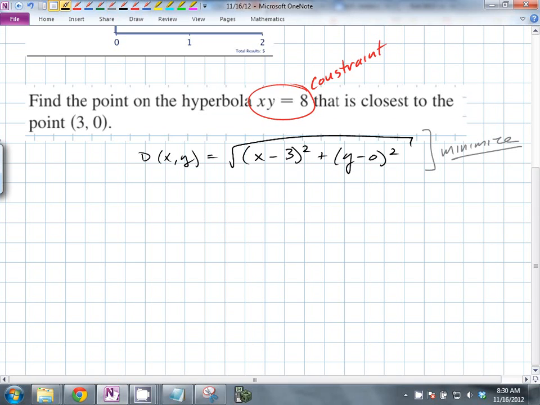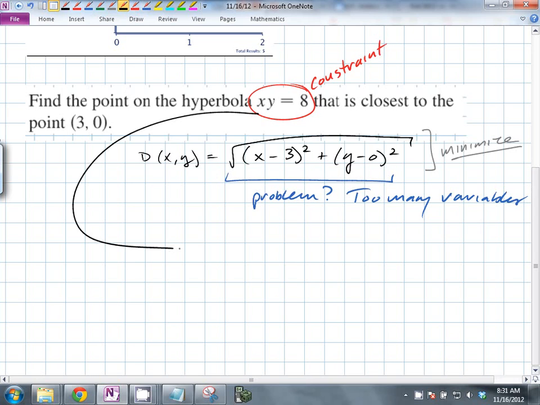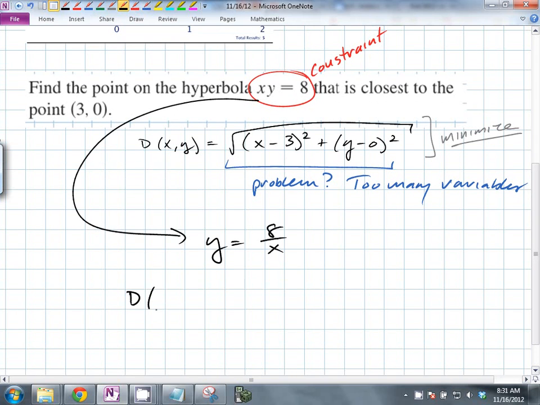So what do you have to do first if you're going to minimize that? What's the problem? Solve the constraint for y. Why can't you just use this right now? Too many variables. So you want to bring it down to one variable. So you take this right here, and you get y equals 8 over x. So now you have the distance just in terms of x.